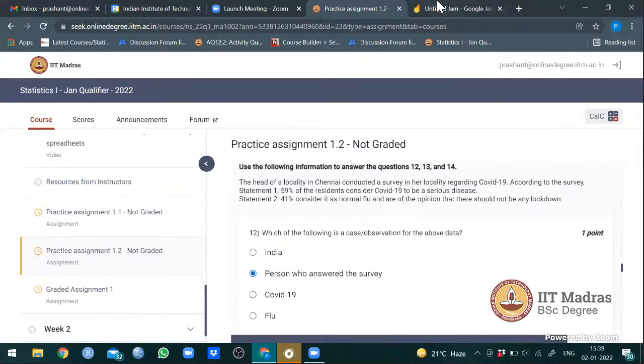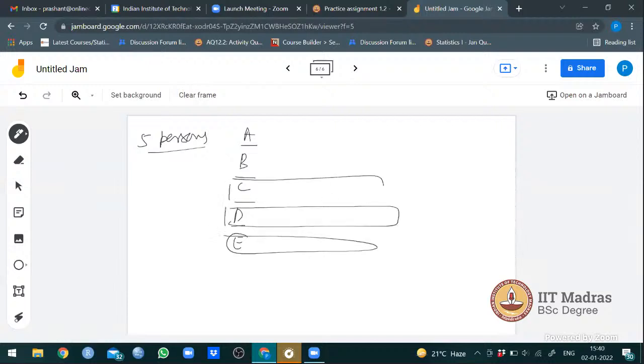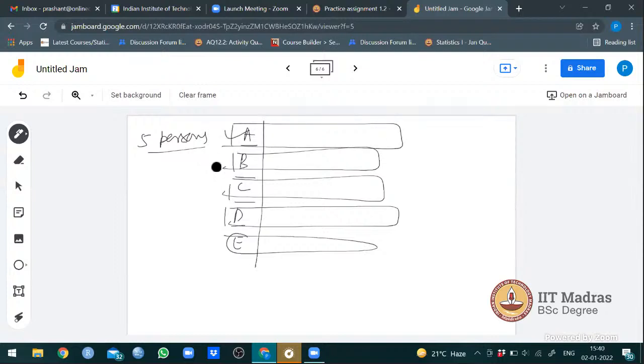The answer is the person who answered the survey. Because, suppose in general I'm taking 5 persons who answered the survey: A, B, C, D and E. So it will be the cases or observations because each will be unique. That's why persons who answered the survey will be the cases or observations, right? Yeah, got it?